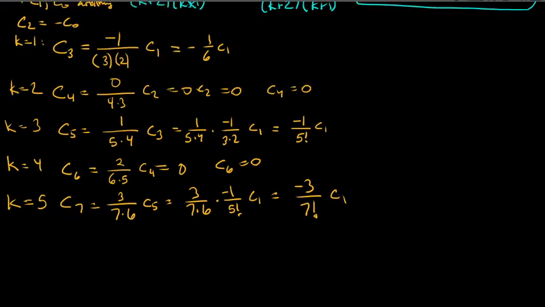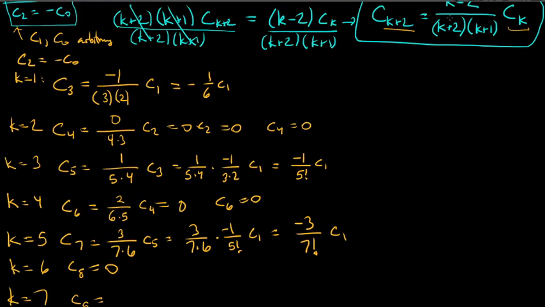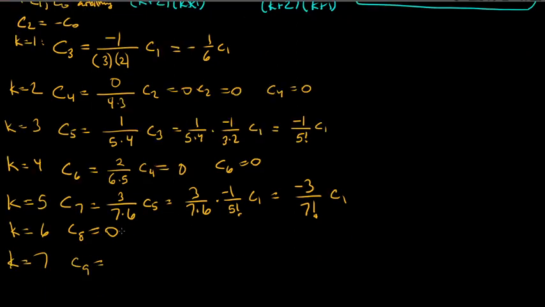So I don't think we need the next one, but actually the next one's easy, right? You see the pattern here. This has to be 0. All the even c's have to be 0 here, right? So to get k equals 7, this is going to be C9, which is going to be, let's see, 7 minus 2 is 5. So this will be 5 divided by 9 times 8 times C7. And C7 was this, right? So this is going to be 5 times negative 3 divided by 9 factorial times C1.